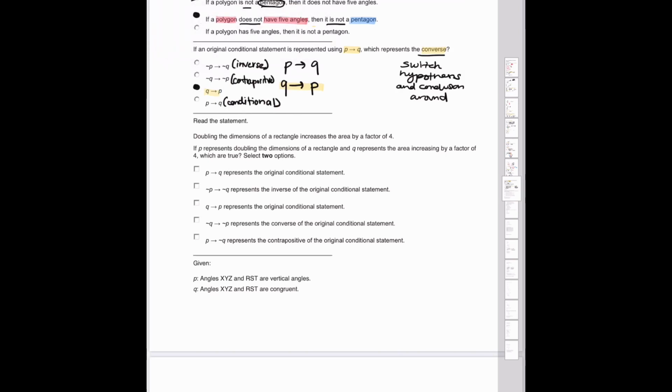The next question is asking us to read the statement. Doubling the dimensions of a rectangle increases the area by a factor of 4. If P represents doubling the dimensions of a rectangle and Q represents the area increasing by a factor of 4, what is true? Well, this is basically telling us that if P represents our hypothesis and Q represents our conclusion, well then which of these is true?